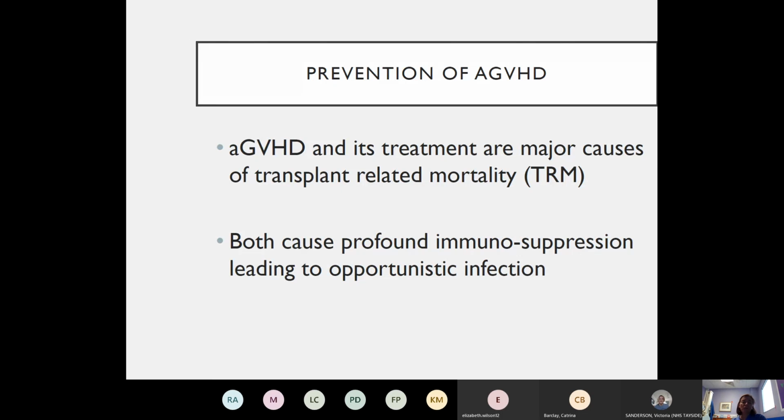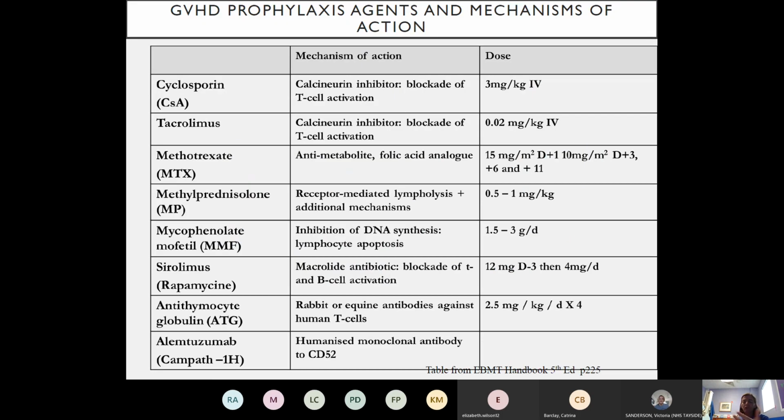So the first thing we try and do is try and prevent this condition, because it's horrible to treat. That involves more immunosuppression, which makes you more vulnerable to viral infections, and it causes very distressing symptoms. So to prevent it, we try to give graft versus host disease prophylaxis in the form of drugs, and the commonly used ones are cyclosporin. So nearly every patient we transplant will be started on cyclosporin before we infuse the stem cells.